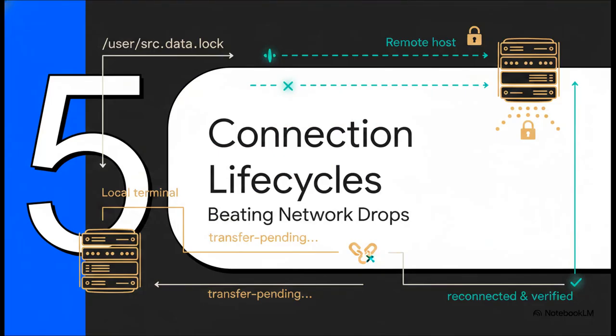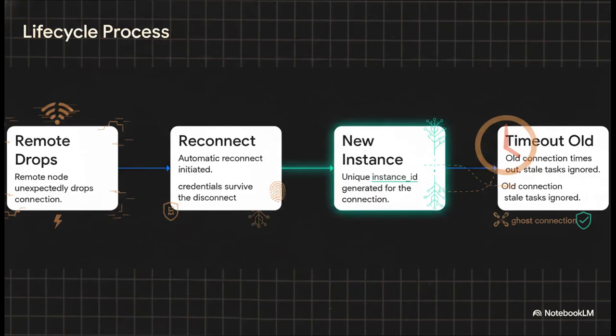Which brings us to Section 5, Smarter Connection Lifecycles, Beating Network Drops. Picture this: your Wi-Fi flickers, and the remote node unexpectedly drops the connection. We've all been there. It's a universal developer headache. But Drift immediately initiates an automatic reconnect, and the brilliant part is, your credentials survive, so you aren't suddenly locked out. But here is the real v0.5.0 magic. A new, totally unique instance ID is generated for this fresh connection. So, when the old ghost connection finally times out in the background, a cleanup process checks this ID. Because the ID is changed, it simply ignores the stale tasks. This ensures the system never accidentally tears down your brand new, healthy connection.